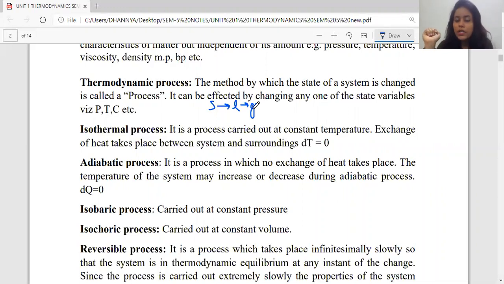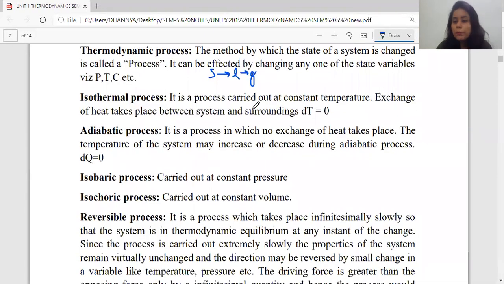A process. Now the processes can be readily affected by any state variable. If I change the pressure or the temperature or the concentration, that is the volume, all those changes that I'm going to take up in the chemical reactions or in the physical changes are going to result in the thermodynamic processes. Now there are certain processes that you have commonly studied.